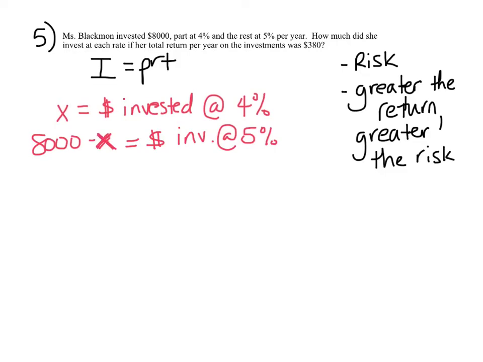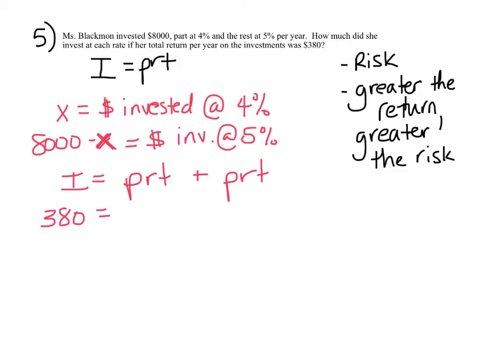There we go. So what we're going to end up having is our I equals PRT for one investment plus PRT for the other part of the investment. And we know our interest already. They told us that was $380. What we do not know is our principal for each of the two accounts.